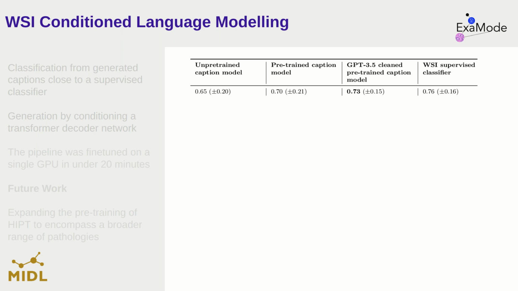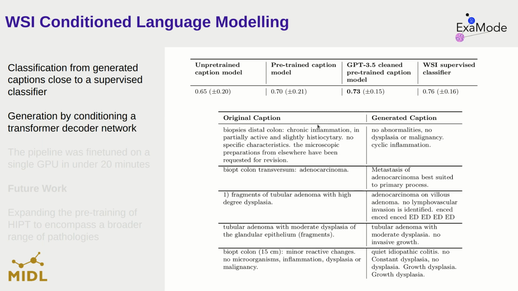We validate the generation model by performing classification on the generated text. We observe that our model outputs text with high diagnostic accuracy close to a fine-tuned supervised classifier. We also observe that the generated captions are of high quality, except for a few cases here and there where the typical language modeling failure modes are encountered.